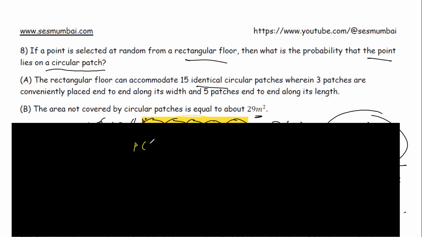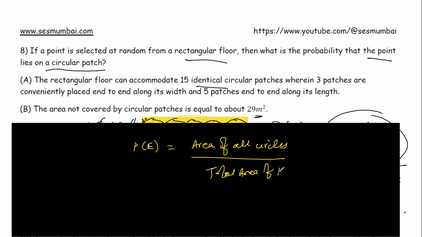So the probability of the point being in a circular patch is the area of all circles upon the total area of the rectangle. So if we consider 3 as the diameter, then 1.5 is the radius of one circle, right? But then we have to multiply it by 15 because there are 15 identical circular patches, upon the total area.